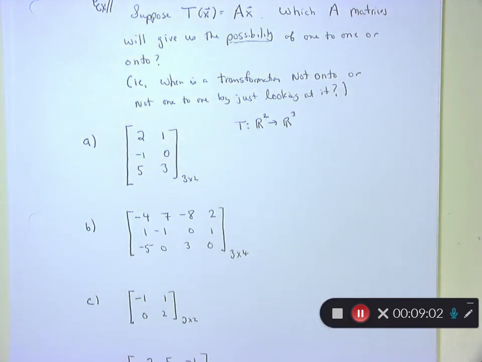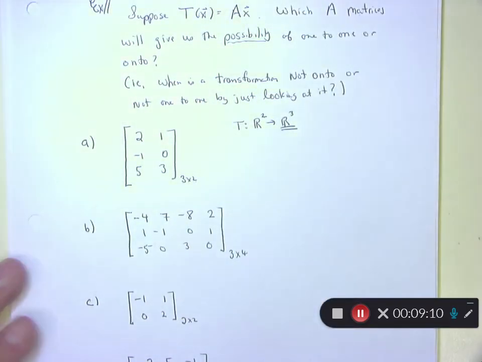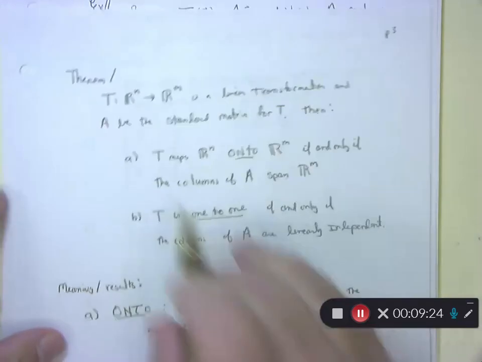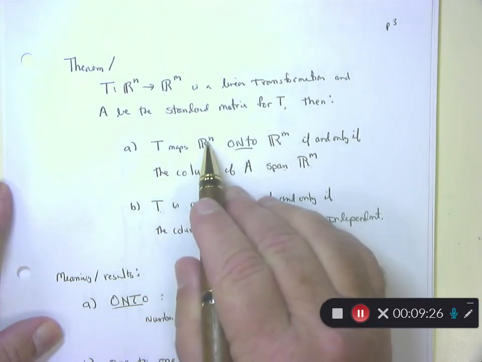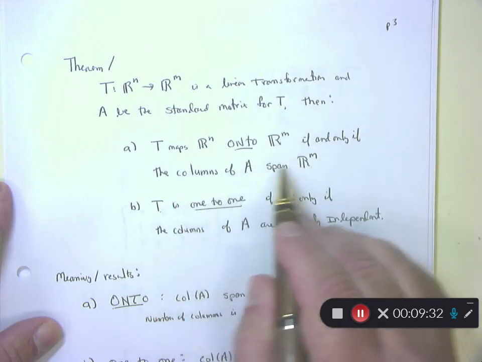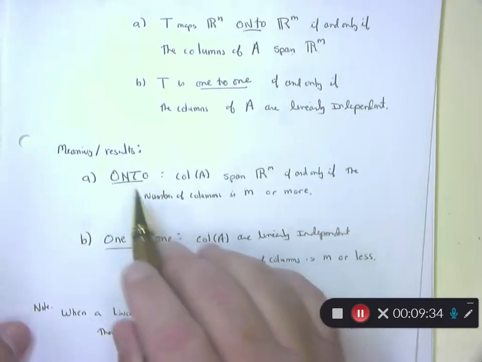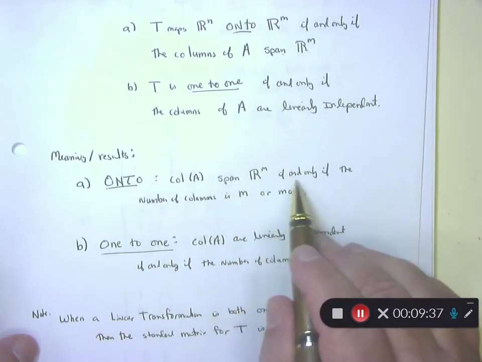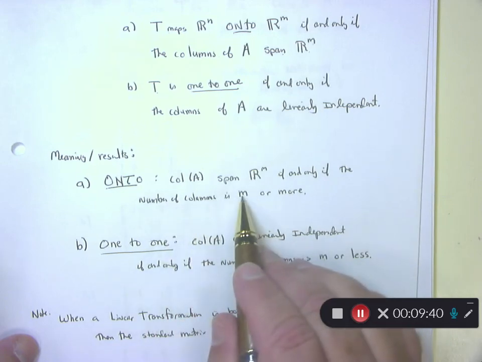What can you tell me about this matrix? Look at the columns. We're going to R3. How many column vectors do I have? Just look at it. It's 3 by 2. I have 2 of them. Now, if I'm going to be onto, let me write it up here again so you can see. T maps Rn onto Rm if and only if the columns of A span Rm. So back down here, to be onto, the columns of A span Rm if and only if the number of columns is M or more.